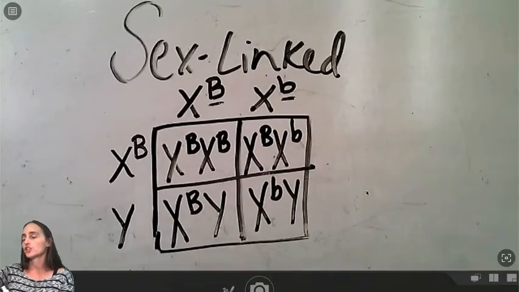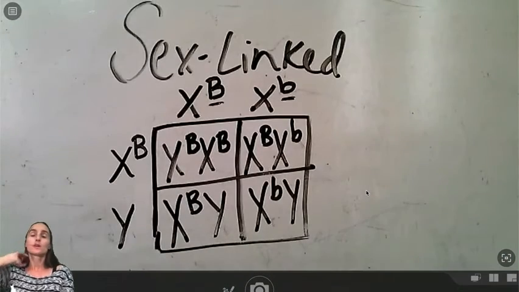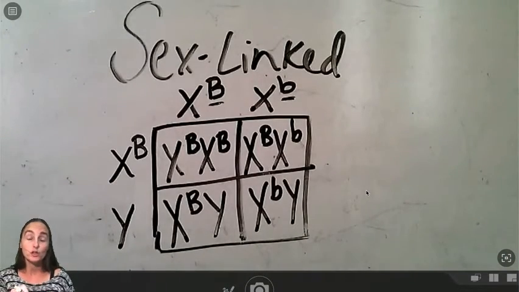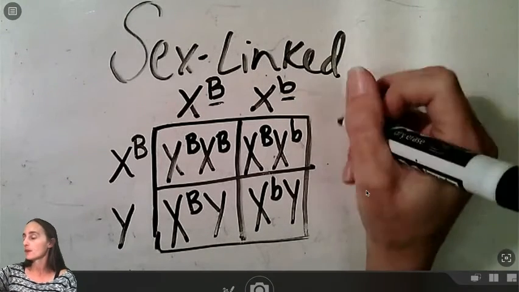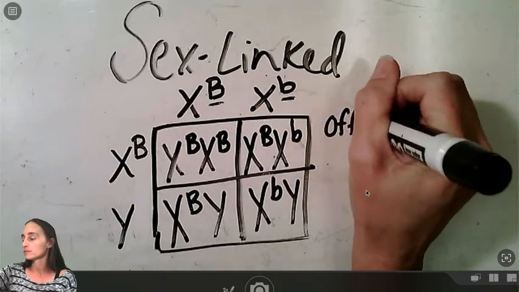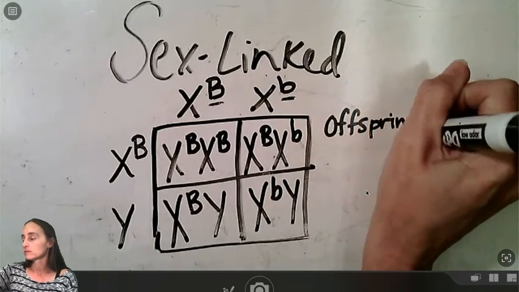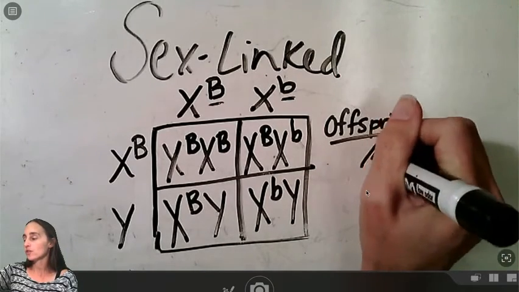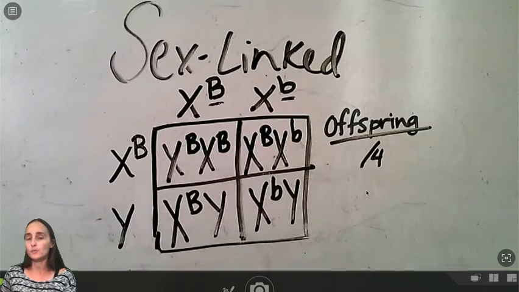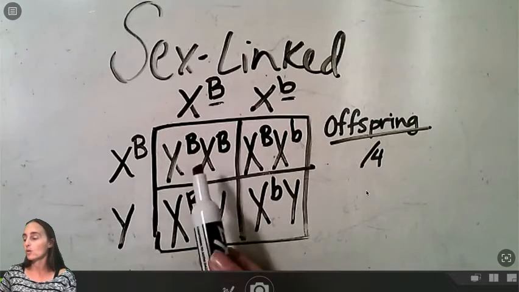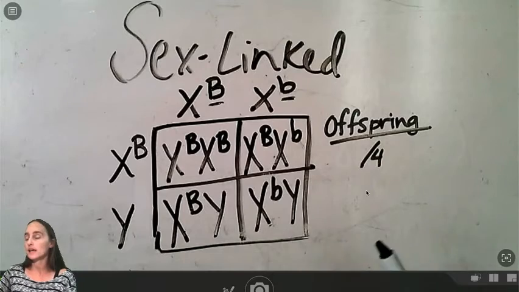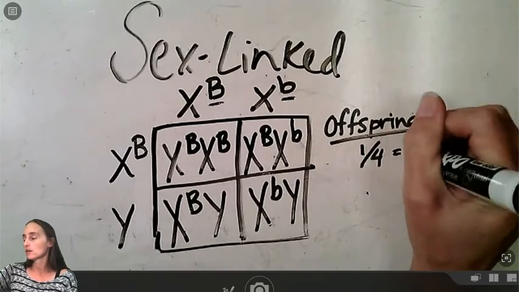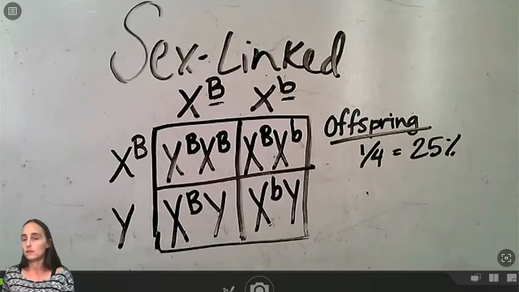What is the chance? There's three things that I could ask you here, so I want you to pay very close attention to the question when you read it. What is the chance that their offspring will be colorblind? Offspring in general. What odds do I have for offspring in general? Something out of 4, because all these are offspring. So colorblind? No. Colorblind? No. Colorblind? No. Colorblind? Yes. 1 out of 4, 25%.